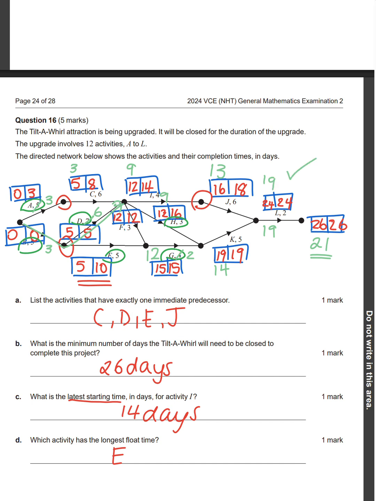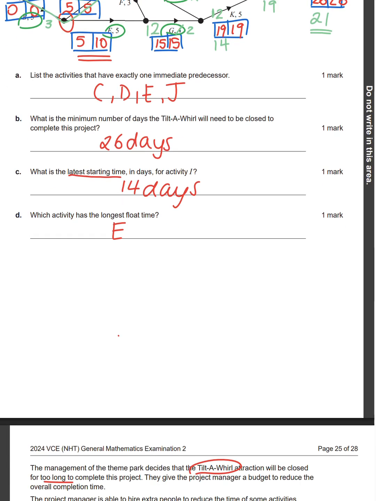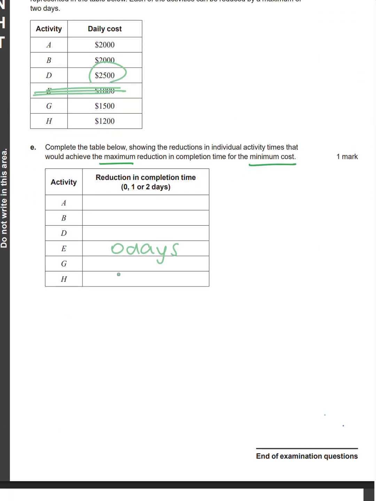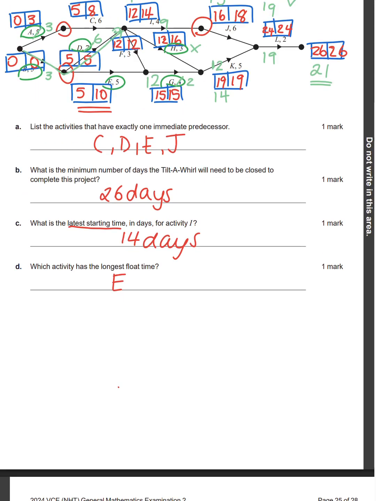All right, this is 9. 9 plus 3 is 12. But that's already 13. So I don't actually need to cut H at all, because it's not going to change anything. So H can be 0 days. Okay, and everything else makes 21.